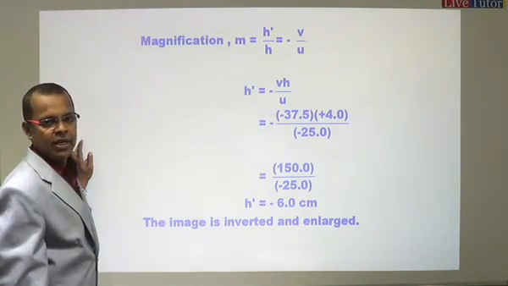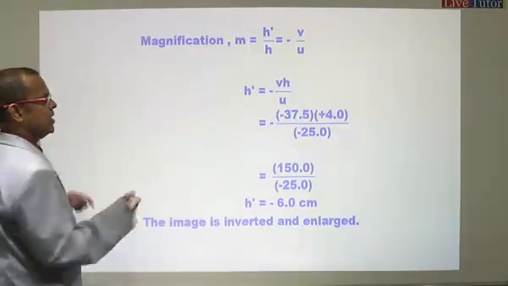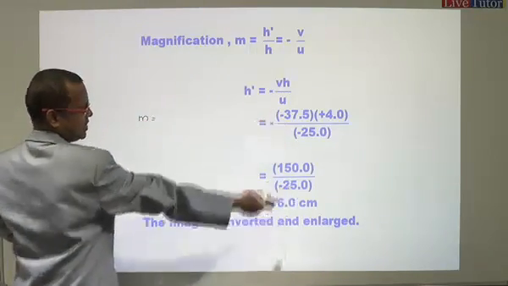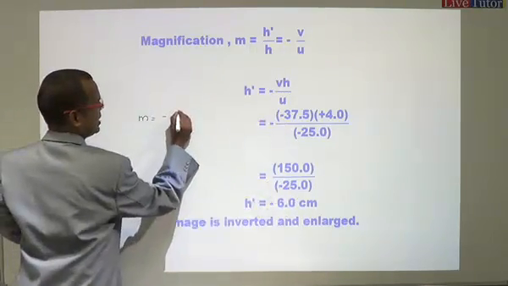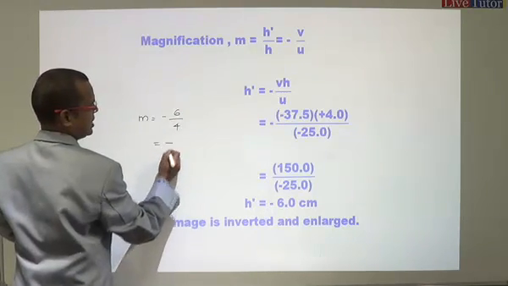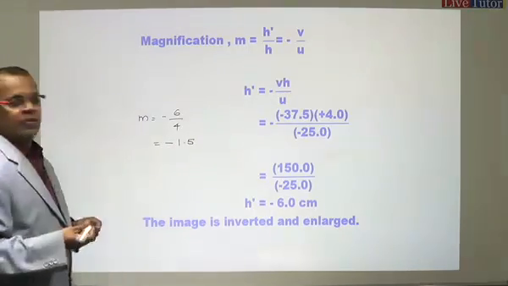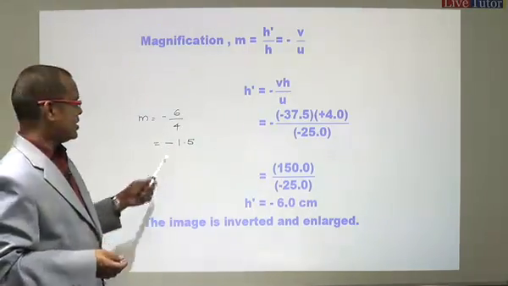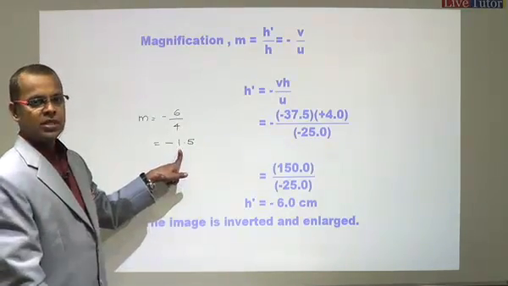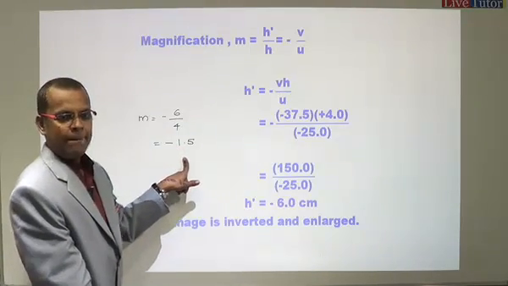It is inverted. How can you say it is enlarged? Because magnification is h dash by h. How much is it? Minus 6 by 4, it is minus 1.5, isn't it? So how can you say diminished? It is more than 1, you know. Since it is more than 1, it is an enlarged one. It is not diminished.